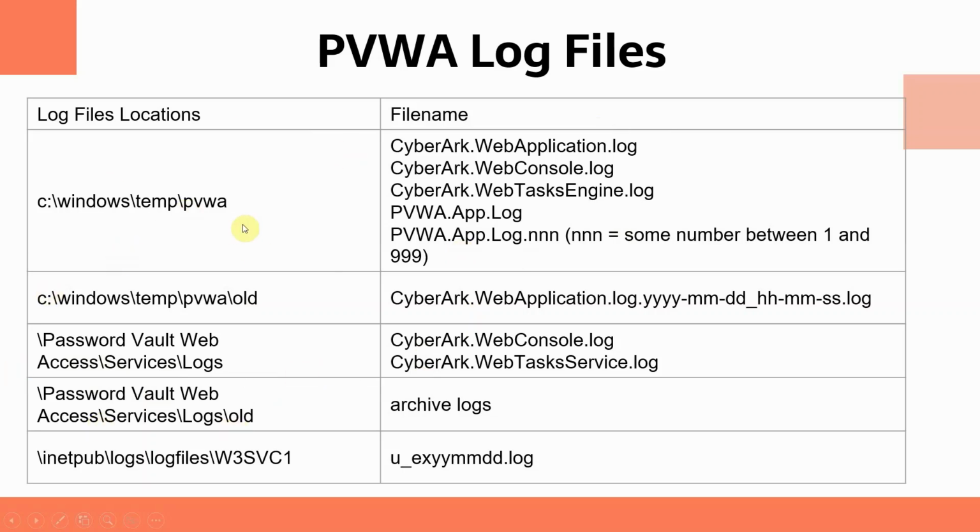To troubleshoot the issues also, you must know which logs you need to refer. Let's suppose your PVWA URL is not loading, you are not able to load that URL or getting some error. So you can always check these logs. The first, C:\Windows\Temp\PVWA. If you check these logs, you will get every minute detail about your PVWA, why it's not loading or what the issue is. So these logs you can always check: web application, console, etc.